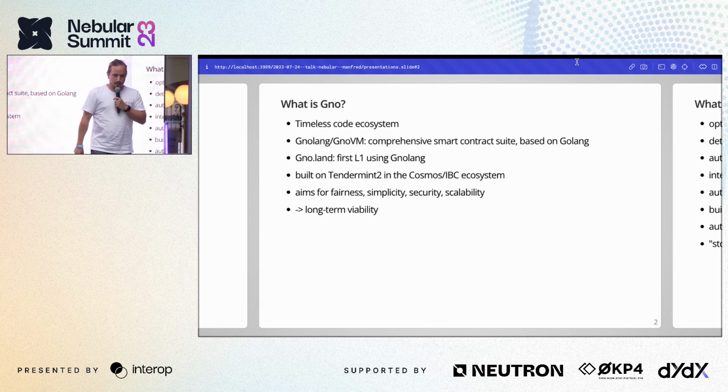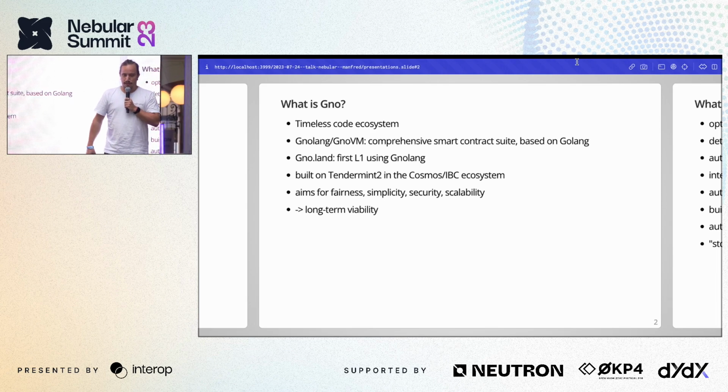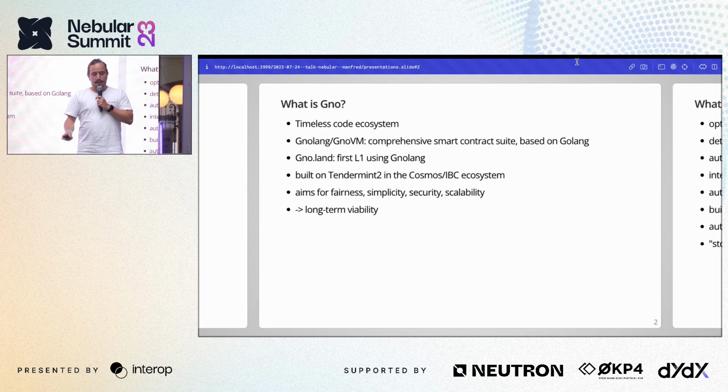It's built on Tendermint 2, a new version of the famous Tendermint core specifications, and it's designed and built for the IBC ecosystem. So we'll connect to existing ecosystems and try to open the ecosystem even more with extensions of IBC. It's aimed for fairness, simplicity, security, scalability. The goal is to solve the scalable smart contract both for developers and users.